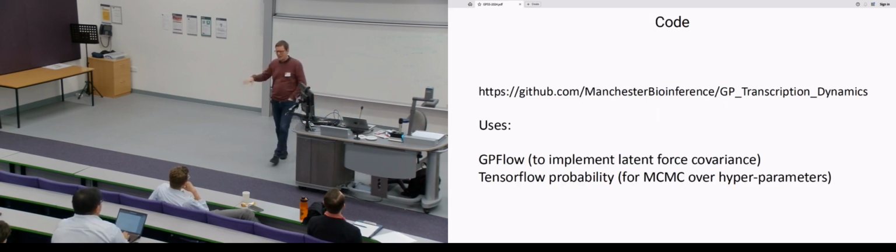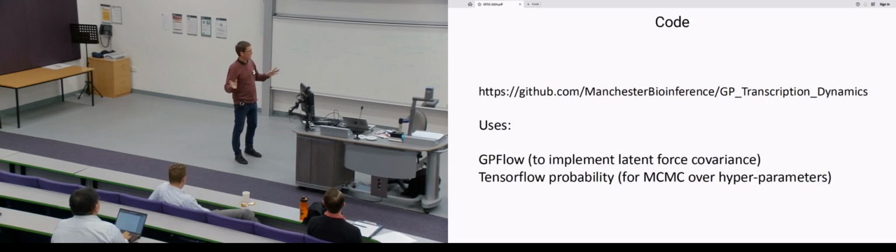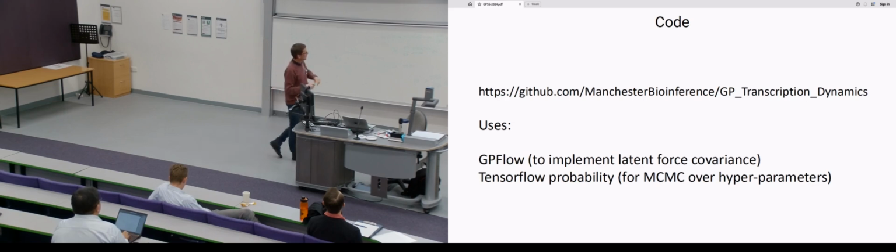Okay, and we kind of use that model to make some mechanistic discoveries about how mRNA degradation is regulated, but that's more of a biology story, so I'm not going to go into that. And again, the code's there. We use GPflow again for this. And we use TensorFlow Probability for the MCMC over hyperparameters.